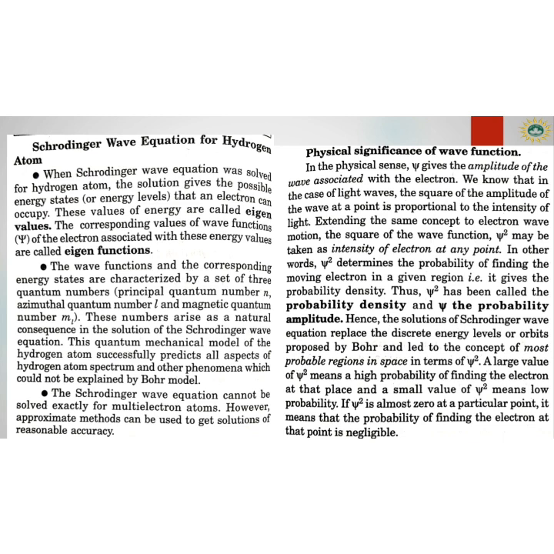That means the probability of finding the electron within a region is called probability density. Psi square is known as probability density and psi is the probability amplitude. Psi by itself has no physical significance, but psi square is always positive, with no negative term. So psi square has a meaning: we find the probability density of the electron inside any region. Hence the solution of the Schrödinger wave equation replaced the discrete energy levels or orbits proposed by Bohr and led to the concept of most probable regions in space in terms of psi square.